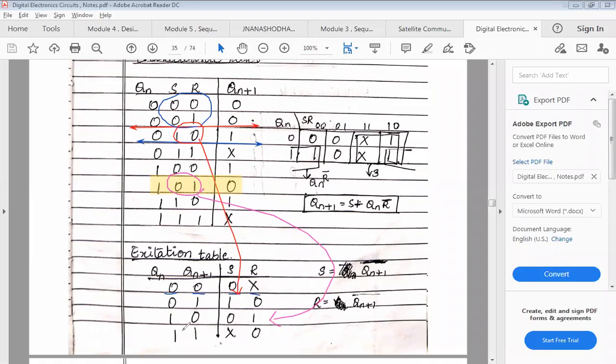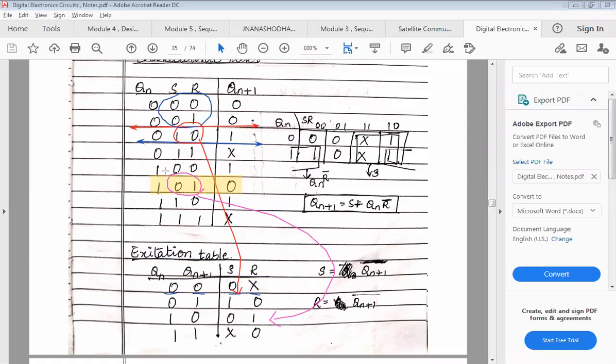Okay. Next, I'm looking for 1, 1. Okay, both should be 1. Your Qn should be 1 and Qn plus 1 also should be 1. So how many combinations do I have here in my characteristic table, students? How many combinations do I have? 4 combinations. Are you sure? 1, 1 combination, how many do I have in my characteristic table? 2, sir. So 2. Okay. So those only I will be taking.